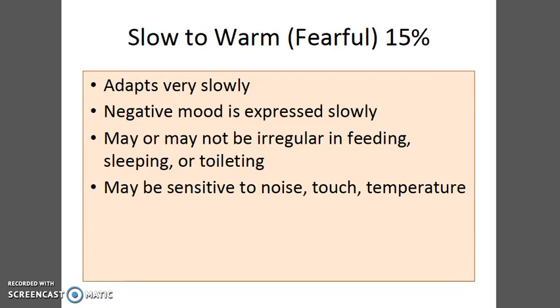The slow to warm temperament accounts for about 15% of children. These children typically adapt very slowly. They express negative moods slowly. They may or may not be regular in feeding, sleeping, and toileting, and they may be sensitive to noise, touch, and temperature.